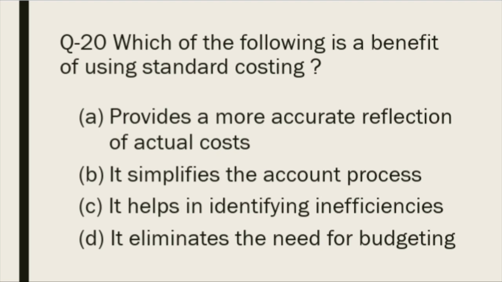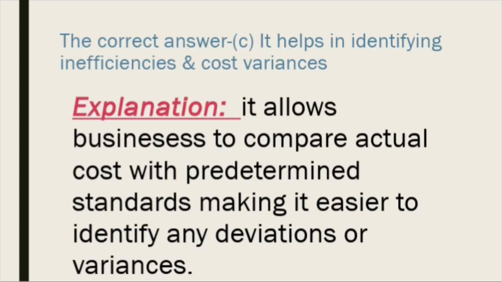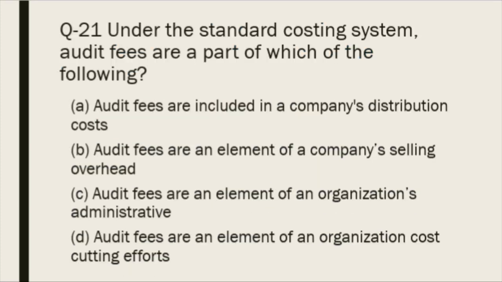20th question is, which of the following is a benefit of using standard costing? The options are: provides a more accurate reflection of actual cost; it simplifies the accounting process; it helps in identifying inefficiencies; it eliminates the need of. The correct answer is it helps in identifying inefficiencies and cost variances. The reason is that it allows businesses to compare actual cost with predetermined standards, making it easier to identify any deviations or variances.